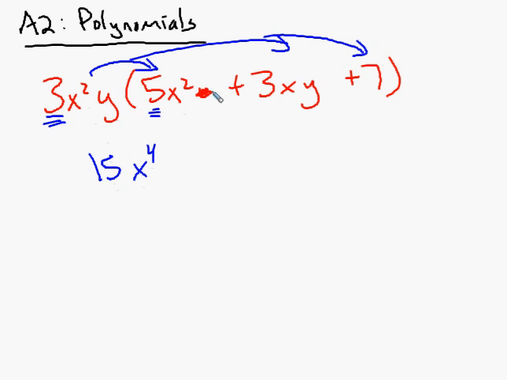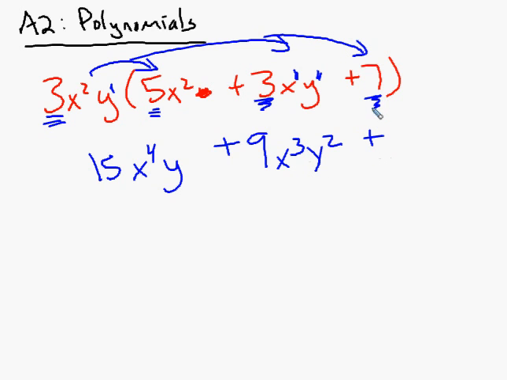Now there is a y here, there is not there. So y, I keep that one. Plus 3 times 3 is 9. X squared times x is x to the third. See, that exponent's a 1 if it's not written. And then y times y will give me y squared.